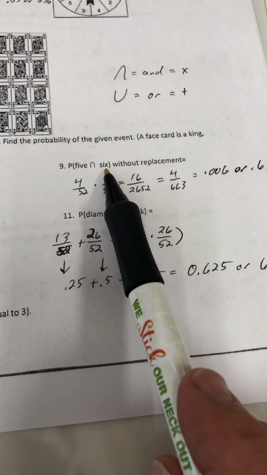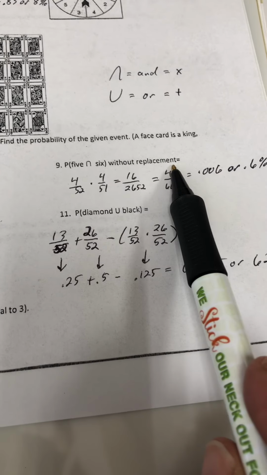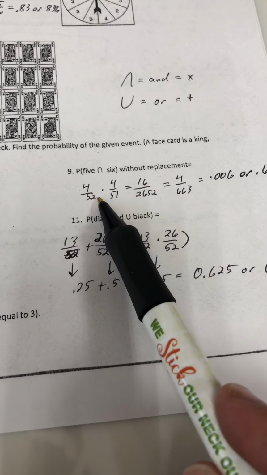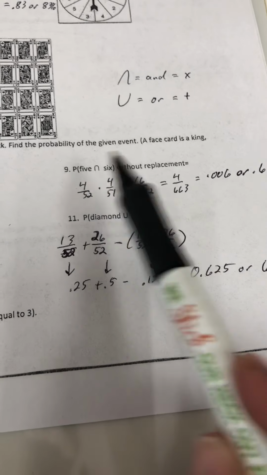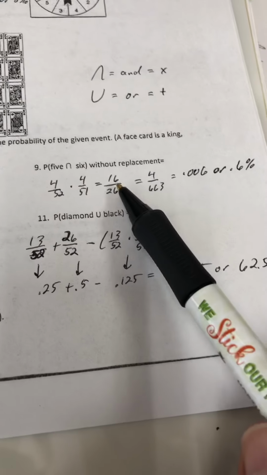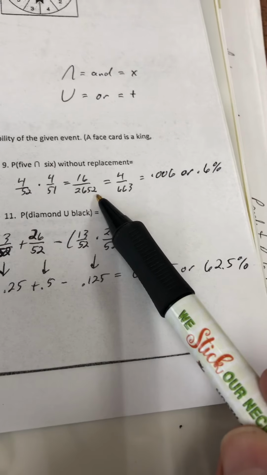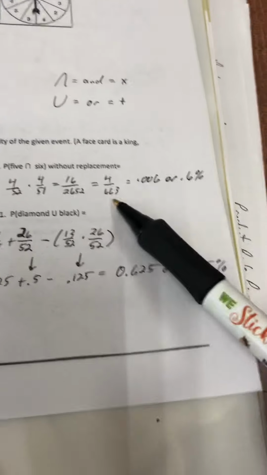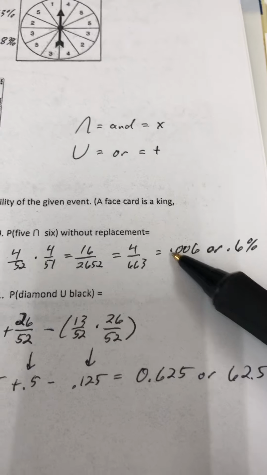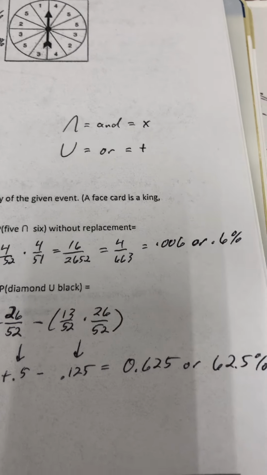Out of all these cards, getting a 5 and a 6 without replacement. So you don't put it back. So that would be 4 out of the 52 would be the 5, and 4 out of the 51 because you've picked one of those. So it would be 16 out of 2652, which reduces down to 4 over 663, which ends up being 0.006 or 0.6%.